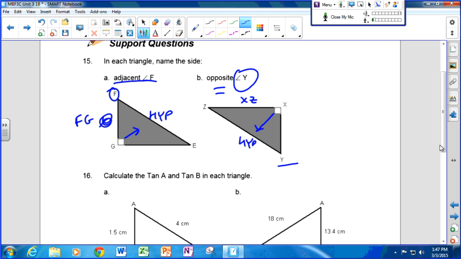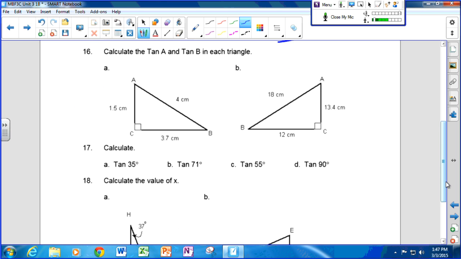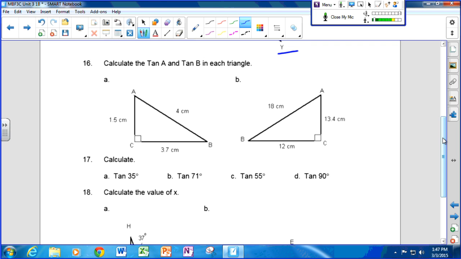Okay. So here they want you to calculate some tangents, and this is the one that's just going to be a straight up ratio. So you can give that one a try.